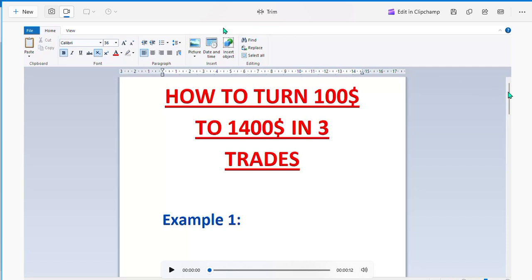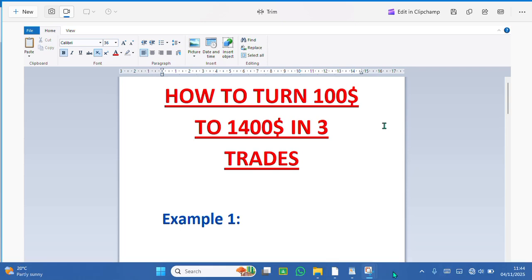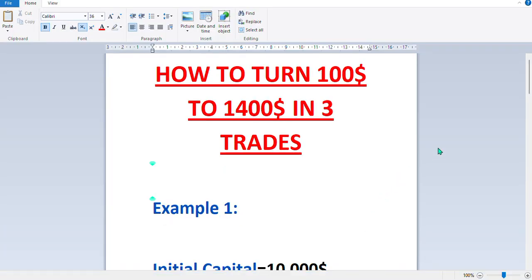So the first step will be, hello guys, taking a look at this example. Sorry for the delays. Yeah. So let's take a look at this example.